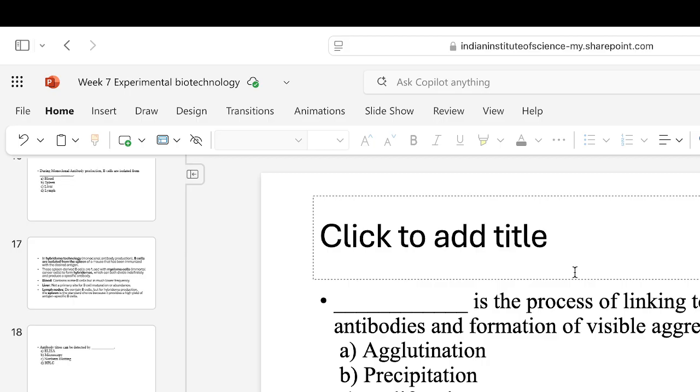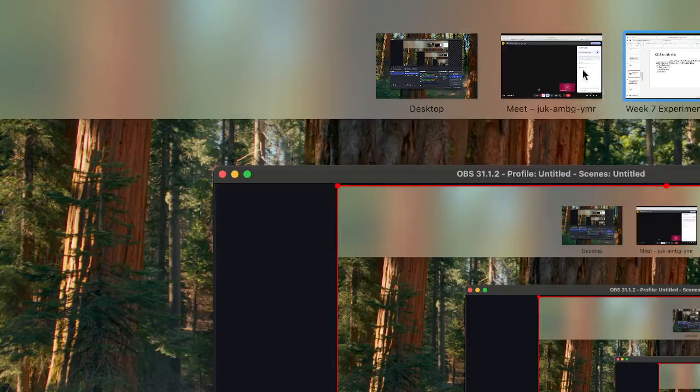Sir, the answer is agglutination. Okay, why is it not precipitation? Precipitation is the formation of an insoluble complex when soluble antigens react with antibodies. Okay. But in agglutination, there is binding of antigen to the antibody, but it is not insoluble like precipitation. So why are we able to see it? Why is it visible? Any idea?